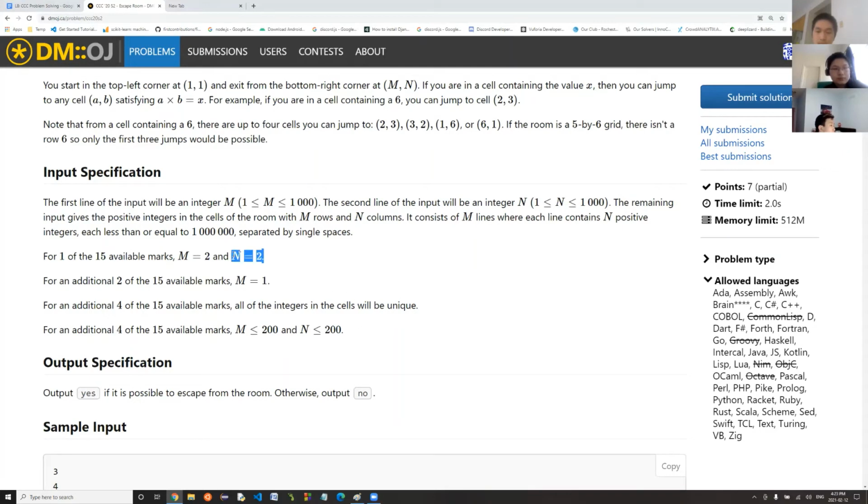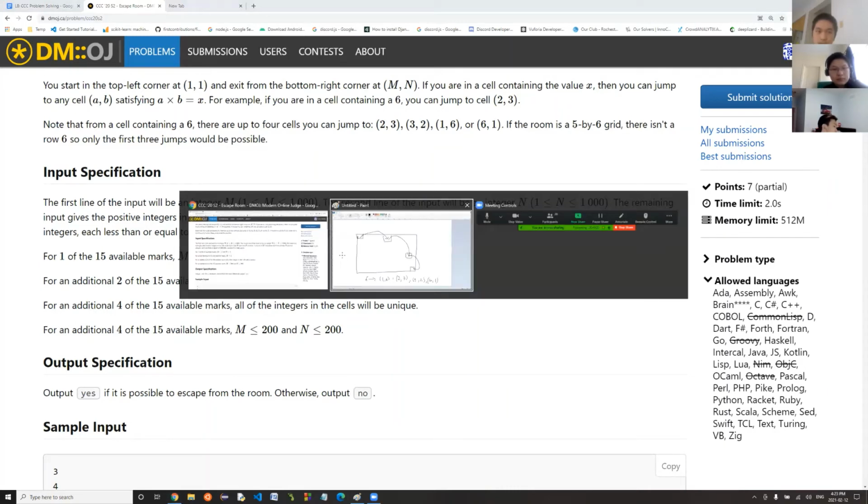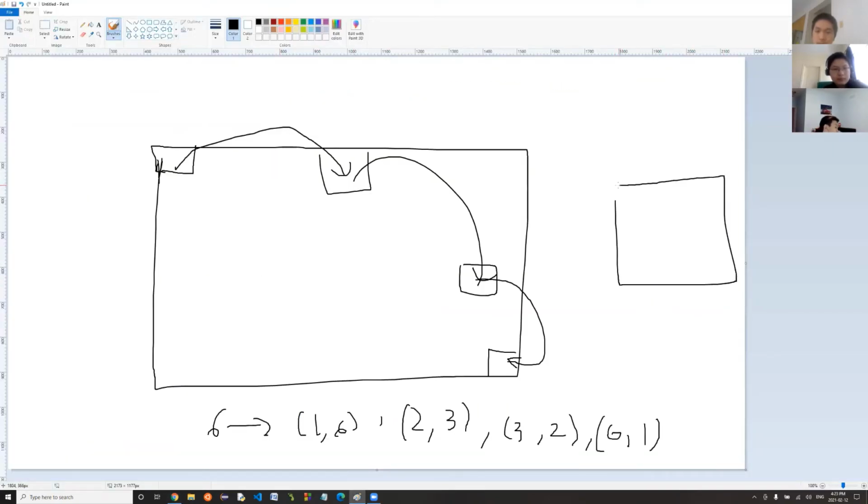For the first point, m equals 2 and n equals 2. This is great because I can legitimately do it by hand, right? Because there are only 4 things, I can look at this one, and I can say from this guy, where can I jump to? Can I jump to this guy? And then from here, I can jump to here, here, and here. So from 1, I can jump to 2, 3, and 4.